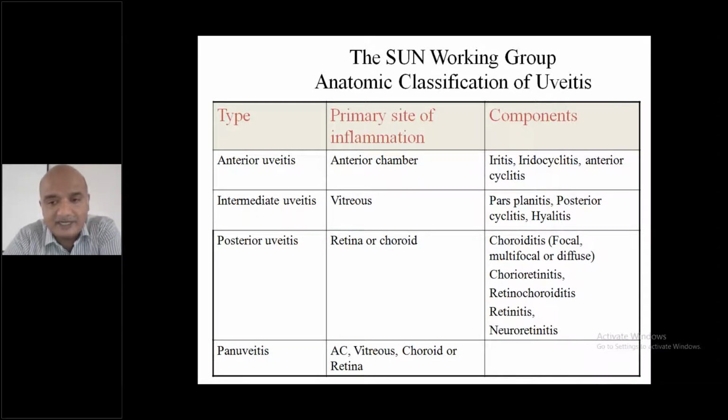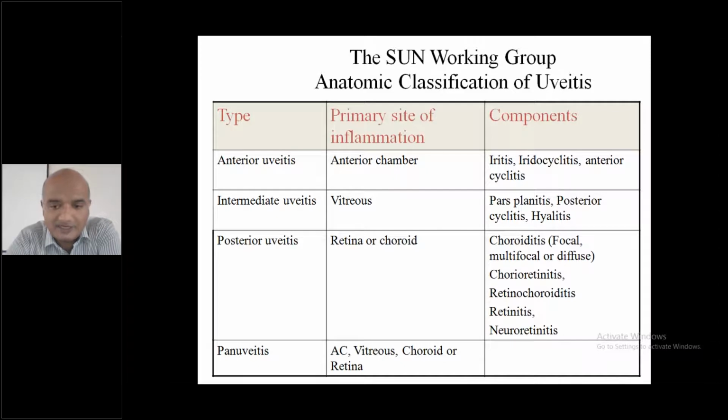When there is involvement of the pars plana, it is called posterior cyclitis. Posterior uveitis is nothing but uveitis involving the retina or choroid. When the choroid is involved, you call it choroiditis. When one small segment of the choroid is involved, it is called focal. When multiple regions of the choroid are involved, it is called multifocal.